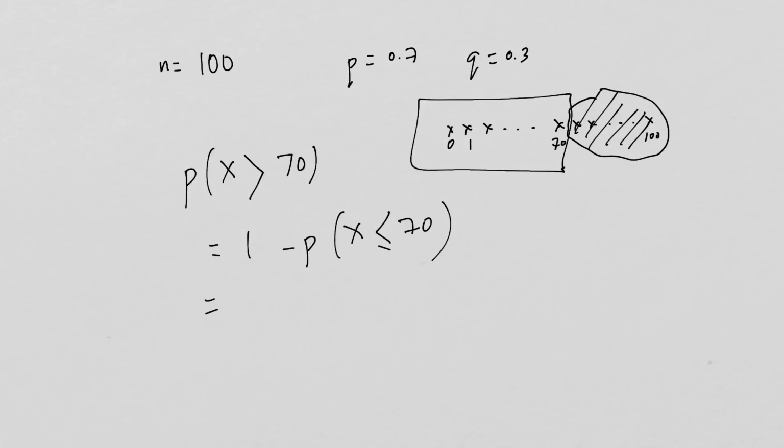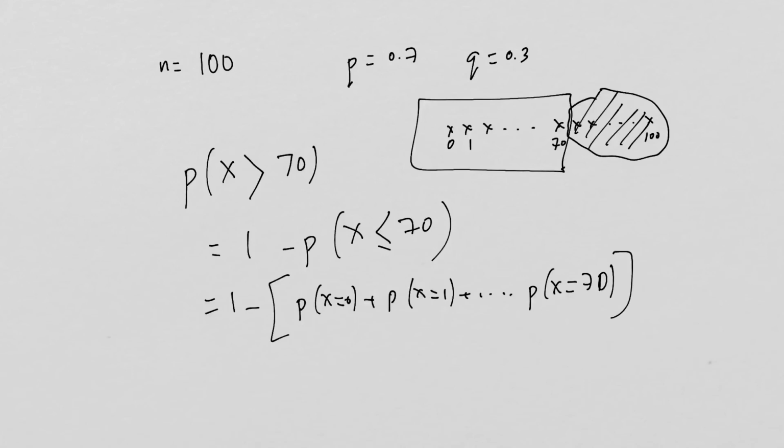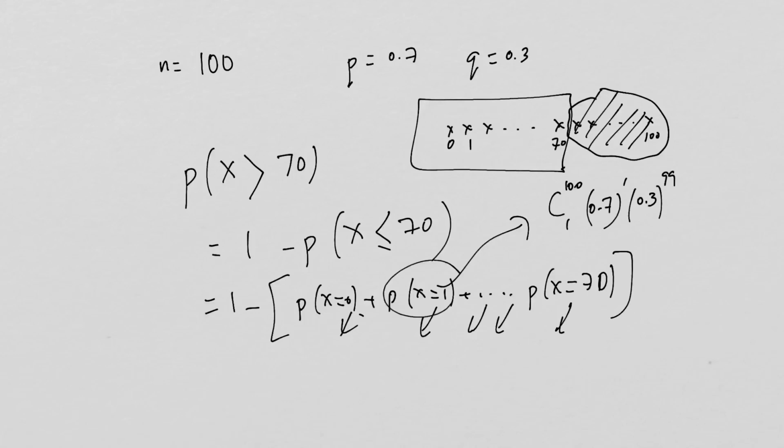Well, that is also a nightmare. Because what does it mean to say the probability that X is less than or equal to 70? It could be 0. It could be 1. It could be all the way to 70. And there are 71 terms you have to do. And each one of them is a nightmare. Let's say this one is 100 choose 1, 0.7 to the 1, 0.3 to the 99. That's just this one, and this one, and 2, and 3, and 4, all the way to 70. So we don't like it.